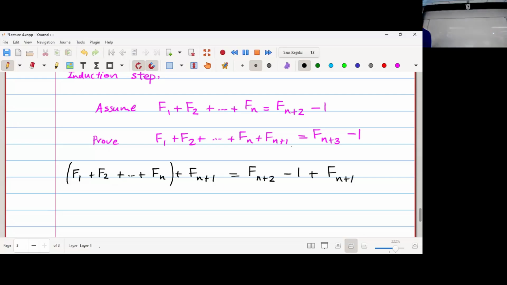Okay. But here's the thing. What is f of n plus 1 plus f of n plus 2? It's just f of n plus 3. So I just put these two together, this one and this one, and I get f of n plus 3 and the minus 1 stands. And this is exactly what I want to do.